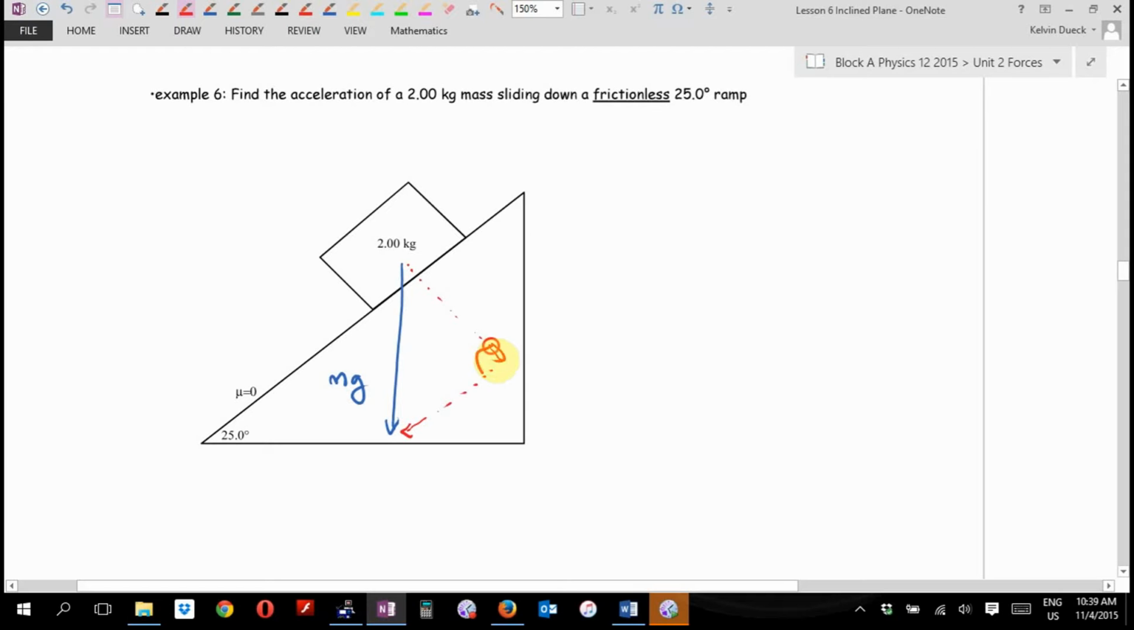I'm going to put a lovely little right angle symbol here. I'm going to go mg perpendicular, and I'm going to go mg parallel. And here's the next thing. See this 25 degrees right here? It's that 25 degrees right there. And I just do a little scribble to remind myself those two angles are the same.